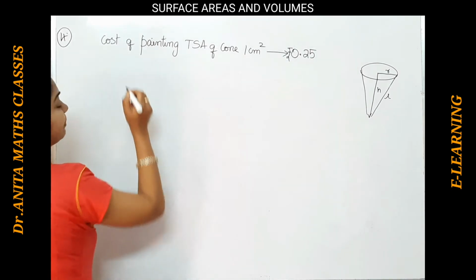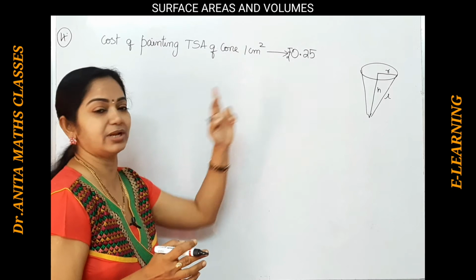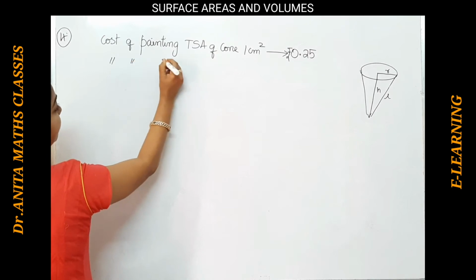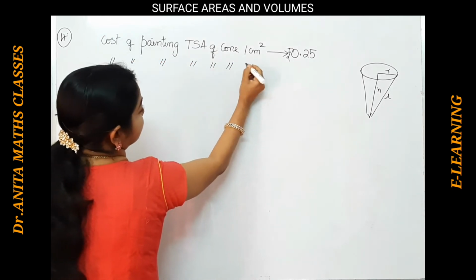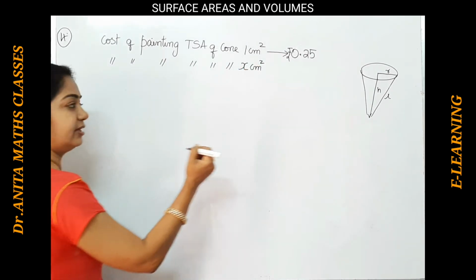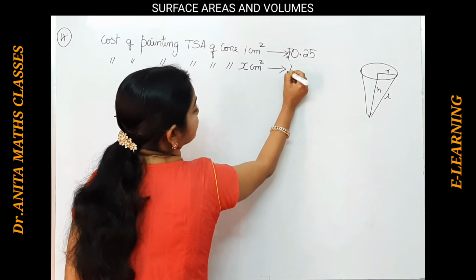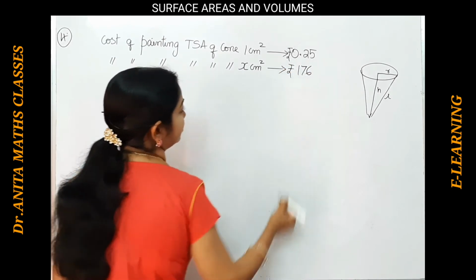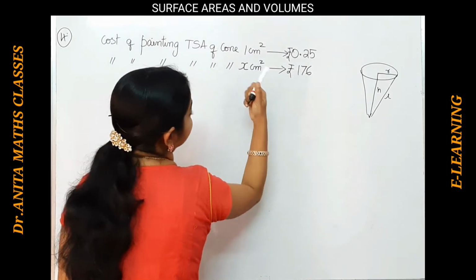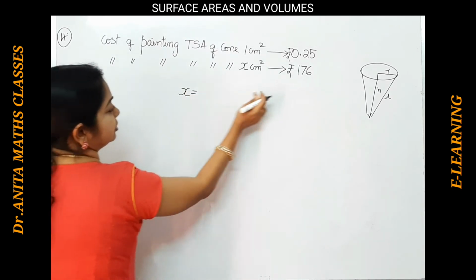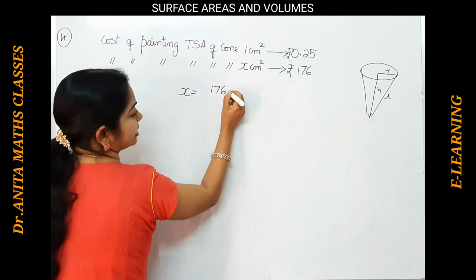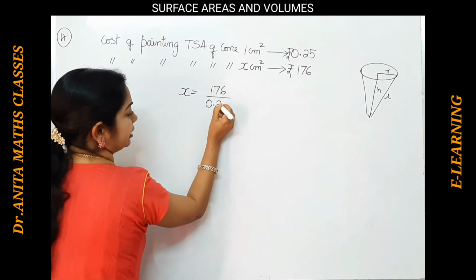Now let us suppose the TSA of this cone as x square centimeters, because that is not given. So the cost of painting TSA of cone x square centimeters is given as 176 rupees. Here the unknown term is the total surface area of the cone. So we have to find this, right? So how do we find this? X is equal to, just cross multiply and divide with this. So that means 176 into 1 is nothing but same, divided by 0.25.